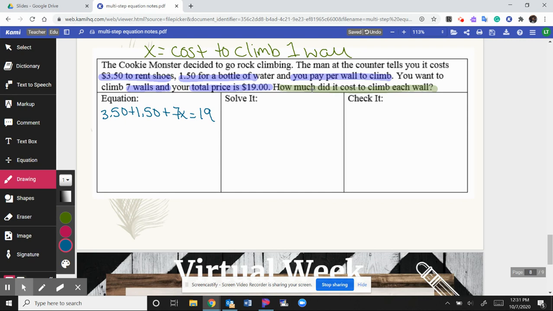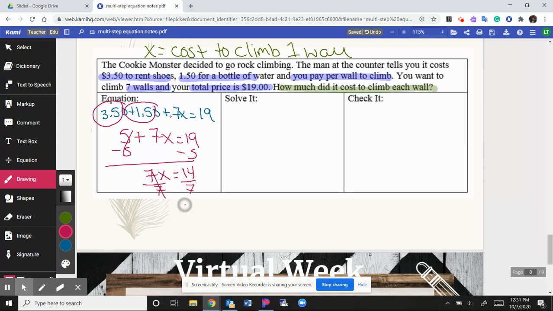Writing your equation here, start with your total. The total price is 19. We want to rent shoes, we're going to buy a bottle of water, and we're going to pay per wall climb. It says here that I want to climb 7 walls. So that's where the 7x comes from. And let's solve this. We don't have any negative fractions, so I need to combine like terms. When I combine those, I get 5 plus 7x equals 19. And then you can solve from there. Subtract 5, dividing by 7, and we get x equaling 2.